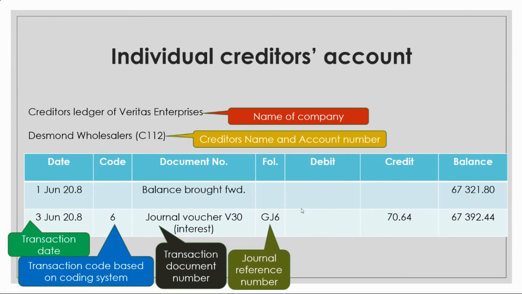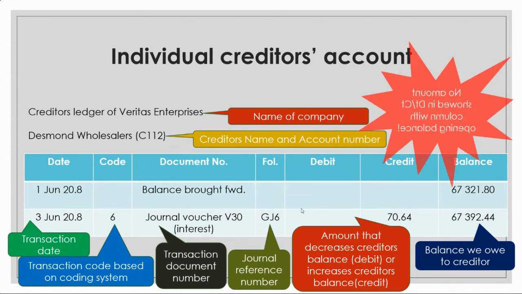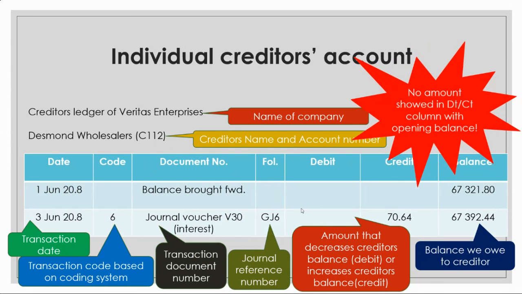Okay, so as you can see, all the information that you would capture is exactly the same as it would be if you had debtors. Okay, so nothing has changed. Everything looks exactly the same.